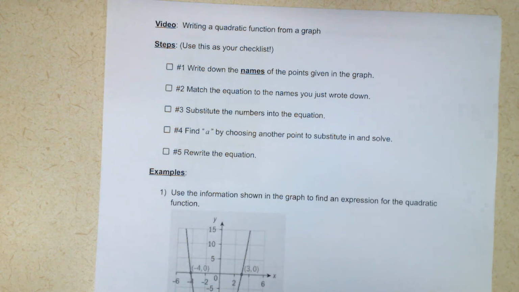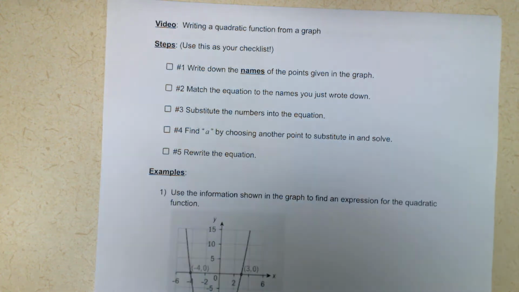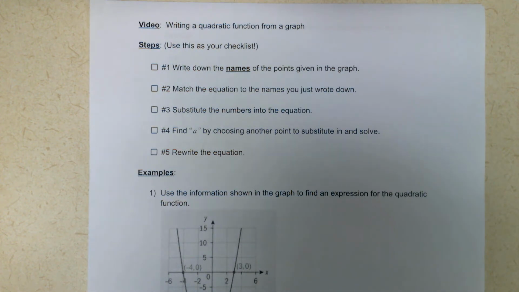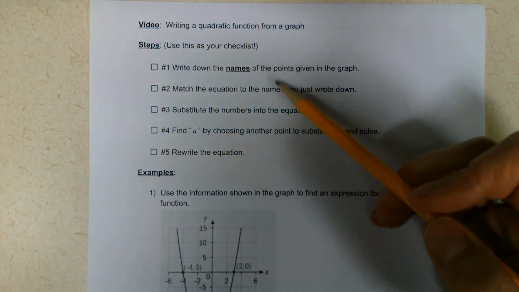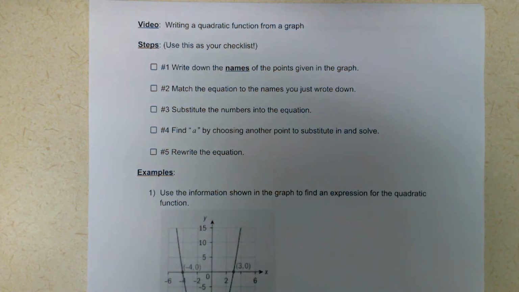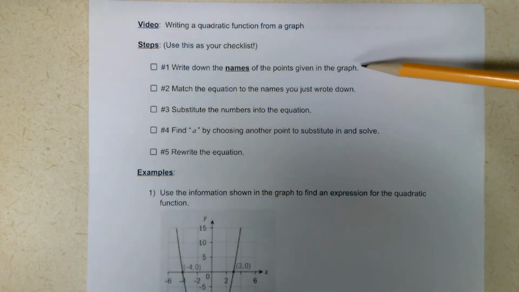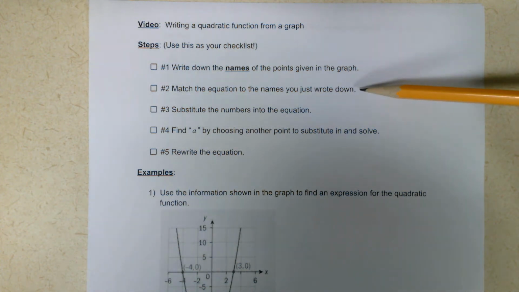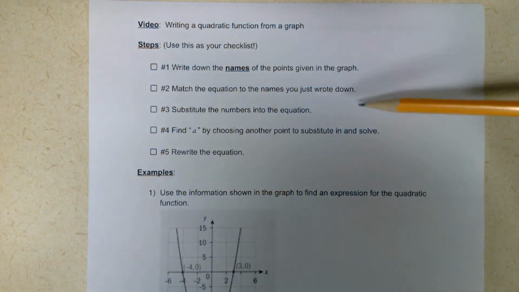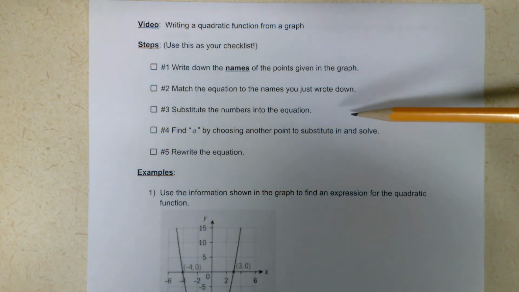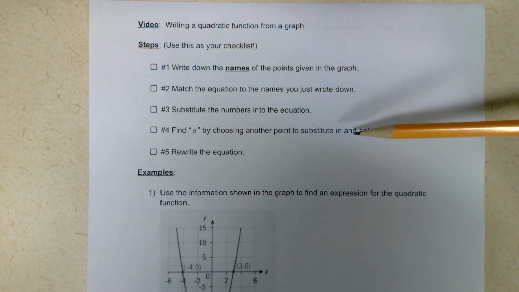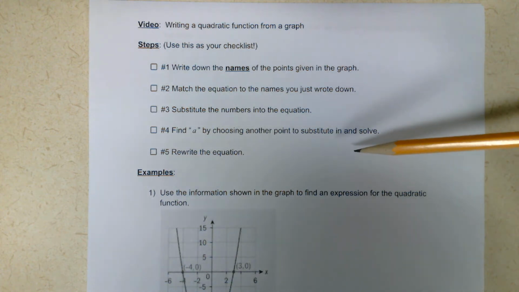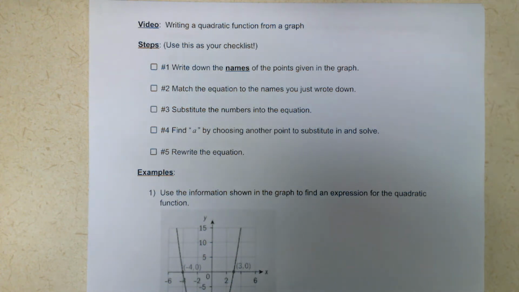All right, back to our activity. We have some steps here on how to write a quadratic function from a graph. So we're going to be writing an equation. I provided this as a little checklist for you that you can use if you like. The first thing that we're going to do is write down the names of the points that are given in the graph. Then we're going to match the equation to those names that we wrote down. Substitute the numbers into the equation. We're going to have to find a by using substitution, and then we're going to be rewriting the equation in its entirety.